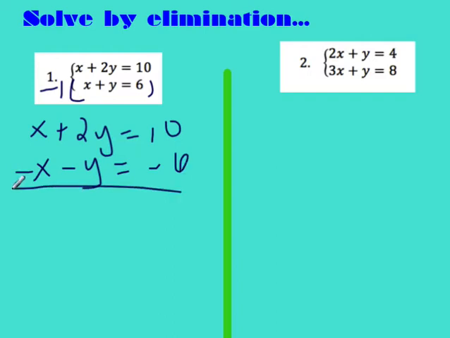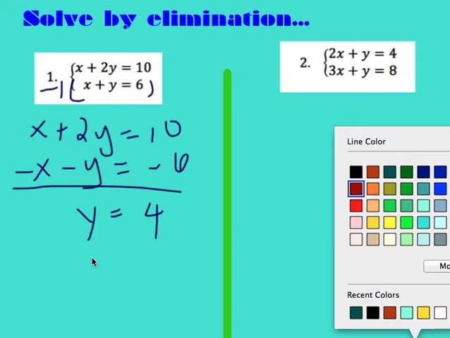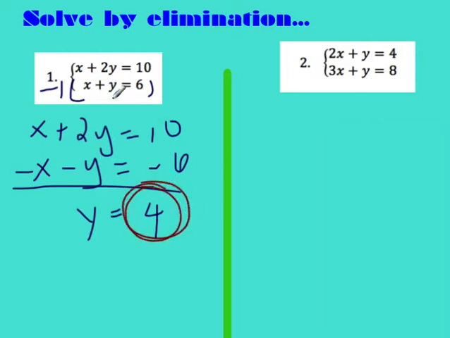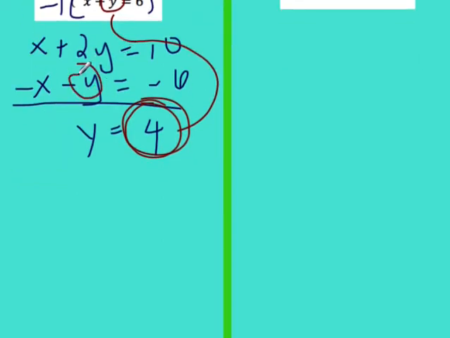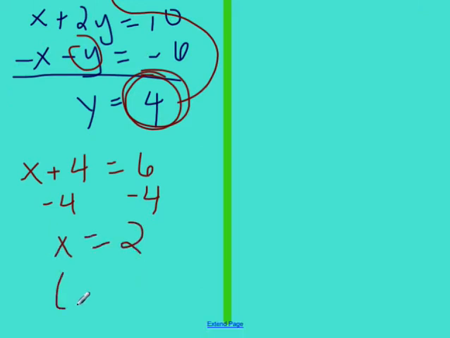So now we need to add down the columns. Our x's cancel out. 2y minus y is just going to give us y. And 10 minus 6 is going to give us 4. So now I can take and I can plug this back into the original problem. So I'm going to take this 4 and I'm going to plug it in for either one of those y's. It doesn't matter which one. You could even plug it into that one if you wanted to. I'm going to plug it into this one. So we have x. Now instead of writing y, I'm going to write 4 is equal to 6. So x plus 4 is equal to 6. Subtract 4 from both sides and you get that x is equal to 2. So now I'm going to write that out as a coordinate point x, y. So I have 2, 4 as my coordinate point.